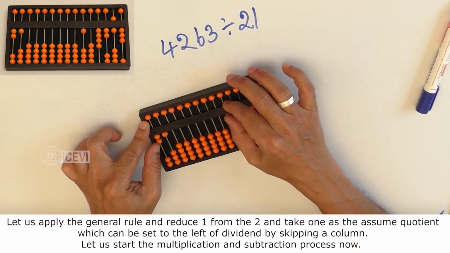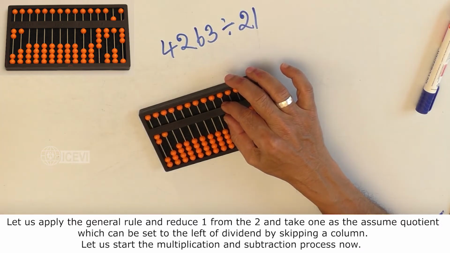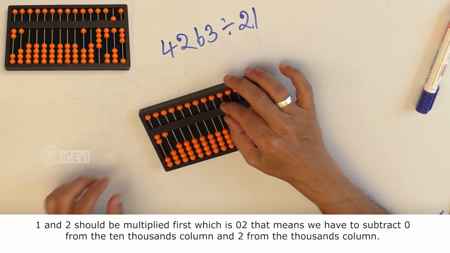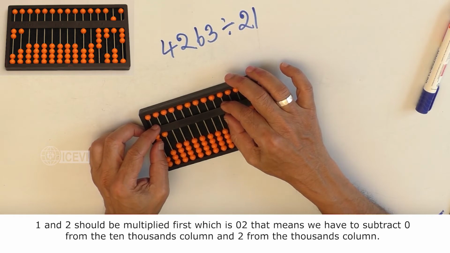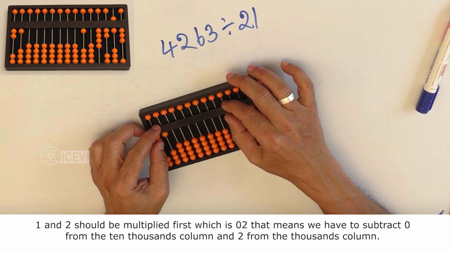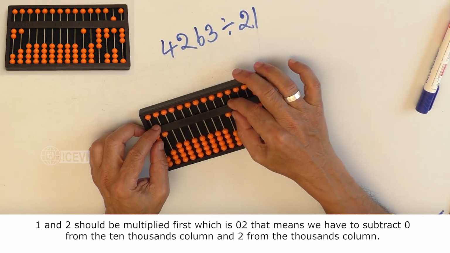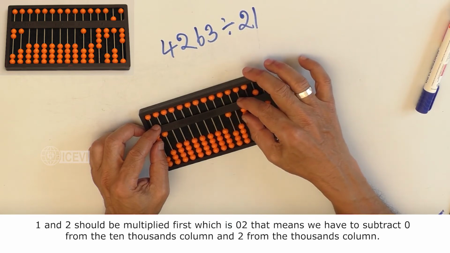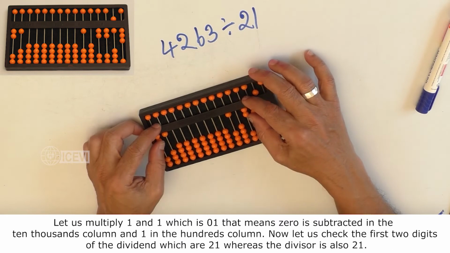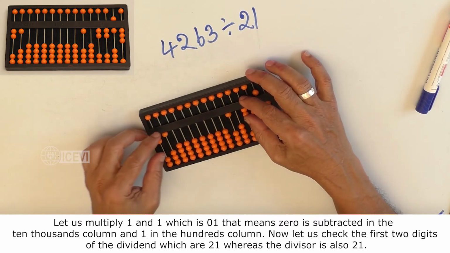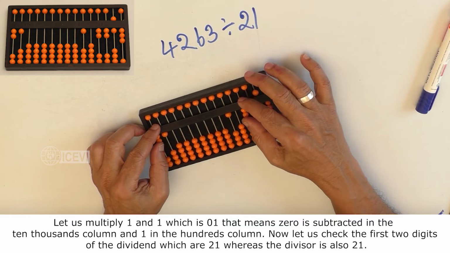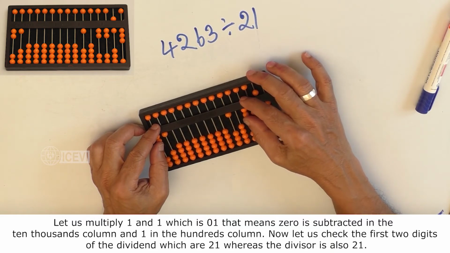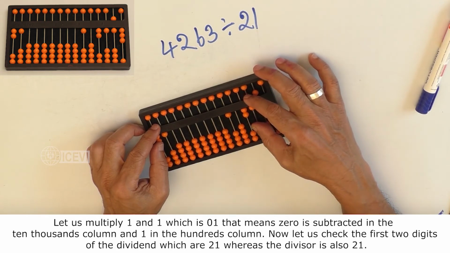Let us start the multiplication and subtraction process now. 1 and 2 should be multiplied first, which is 0, 2. That means we have to subtract 0 from the 10,000s column and 2 from the thousands column. Let us multiply 1 and 1, which is 0, 1. That means 0 is subtracted in the thousands column and 1 in the hundreds column.